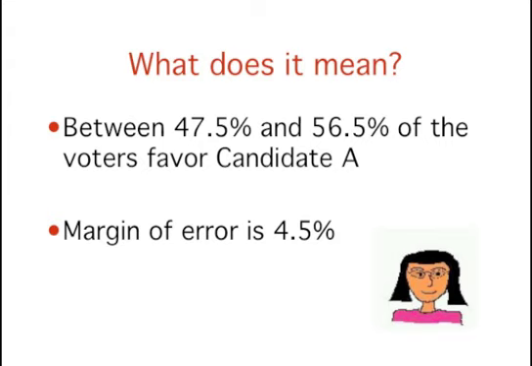What does the confidence interval tell candidate A? Well, in terms of percent, it is likely that between 47.5% and 56.5% of the voters favor candidate A, and the margin of error is 4.5%. So you can see that the confidence interval may leave candidate A a little more nervous about the main vote, because now she sees that she does not necessarily have more than half of the voters favoring her.